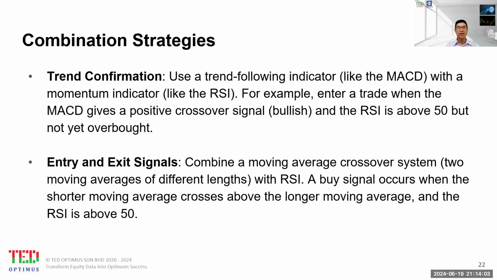When you combine these, the strategy is, for trend confirmation, you can use a trend following indicator like MACD. So you already have the trend, and now you add the momentum indicator. By combining these, you will be able to enter a trade, because you know the trend now and you know when to enter. RSI is very good.